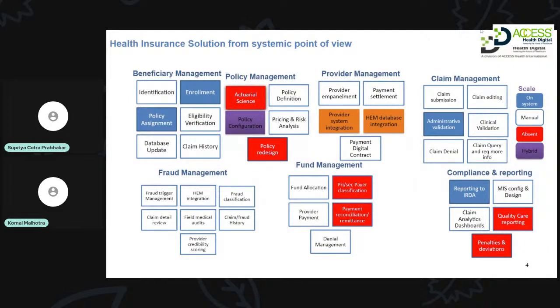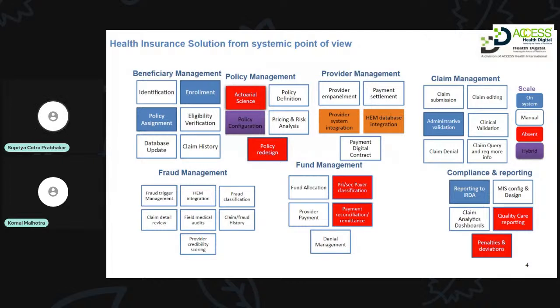This is the depiction of all the various stages and processes involved in a health insurance solution. The various blocks seen here in different colors show the levels of technology maturity of these processes. For example, the ones in blue mean that there is some sort of technology solution present to perform these processes. The ones in white are completely manual at the moment.